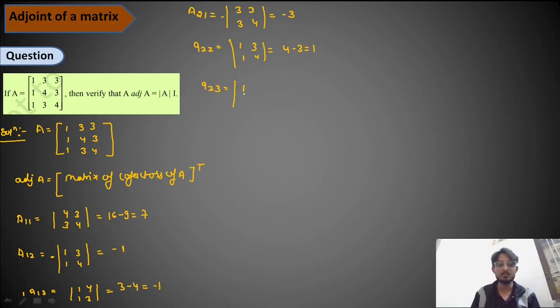So we'll get as 1 1 3 3. This is equal to 0. 3 ones are 3 minus 3 equal to 0. A31. 31 means third row and first column.